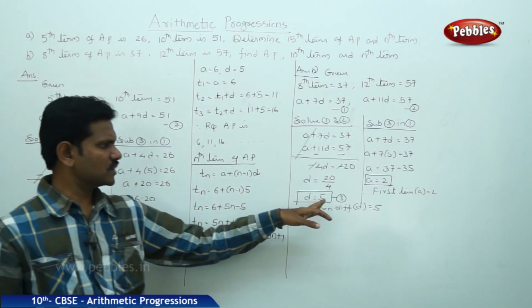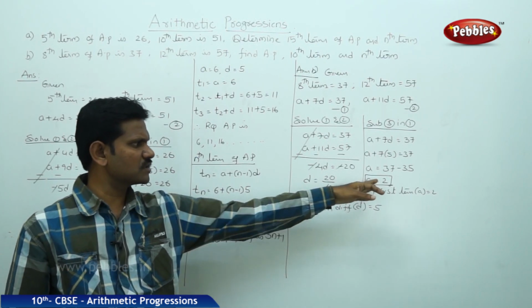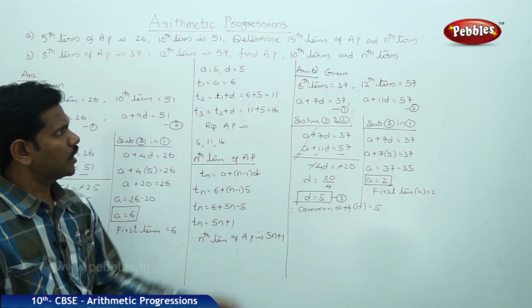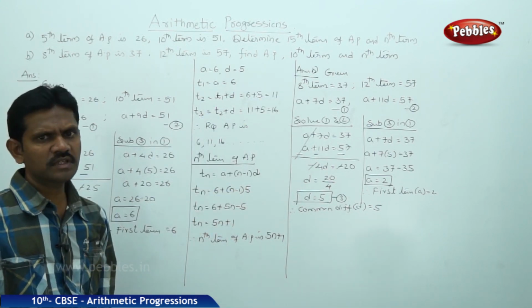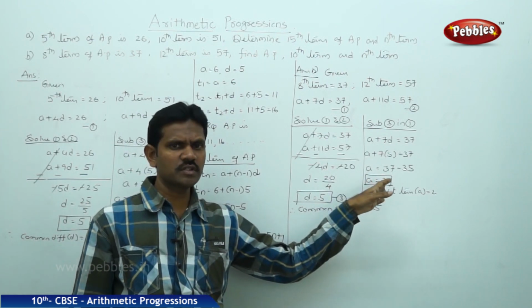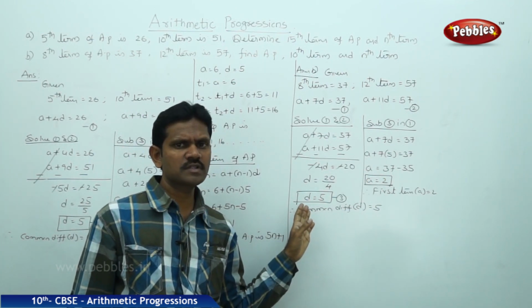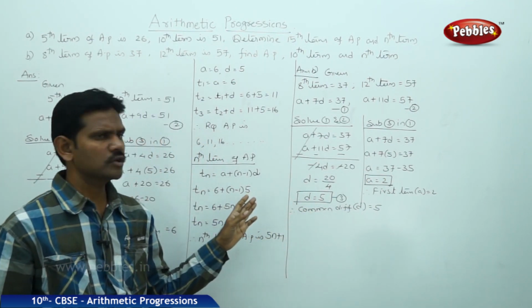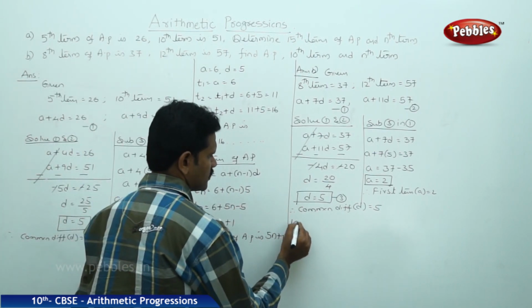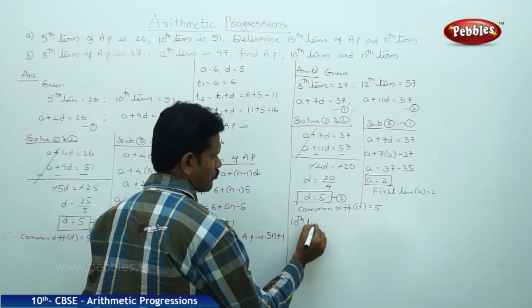Now I am ready with the common difference d and the a value 2. After that you have to find the 10th term. In arithmetic progression, if you know the first term and the common difference, we can find any term. Now let us find the 10th term.